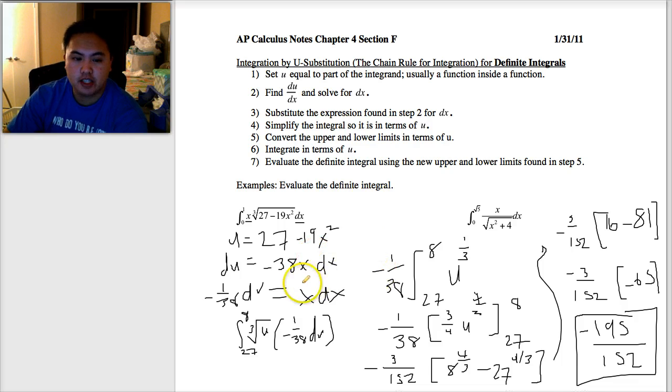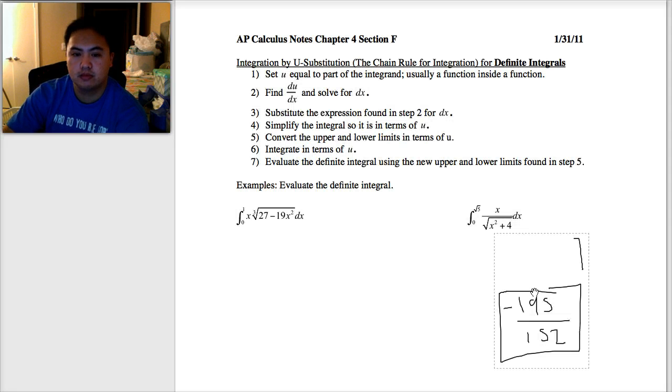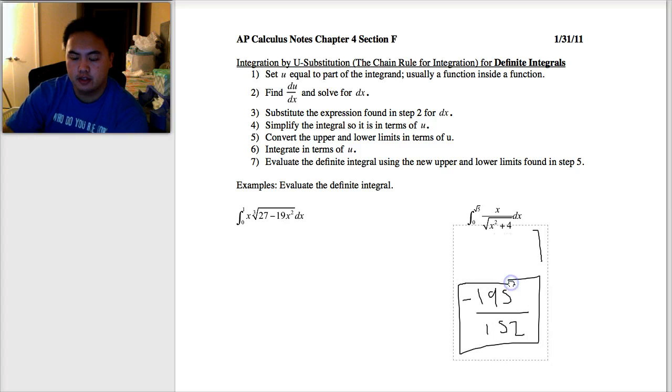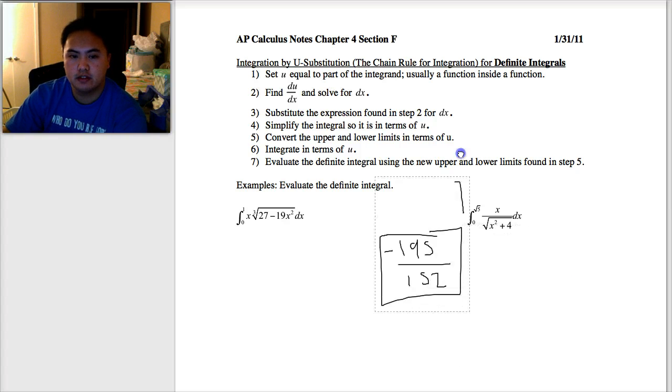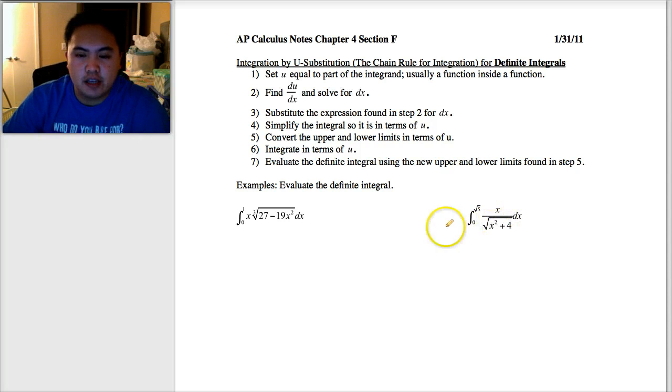So exact same process, only difference is that I have to change the two numbers on the bounds and then plug them in and subtract the two values. Okay? We'll do two more examples. If I have more time, I'll do two more example problems. Alright. Gone. Alright. Example number 2.